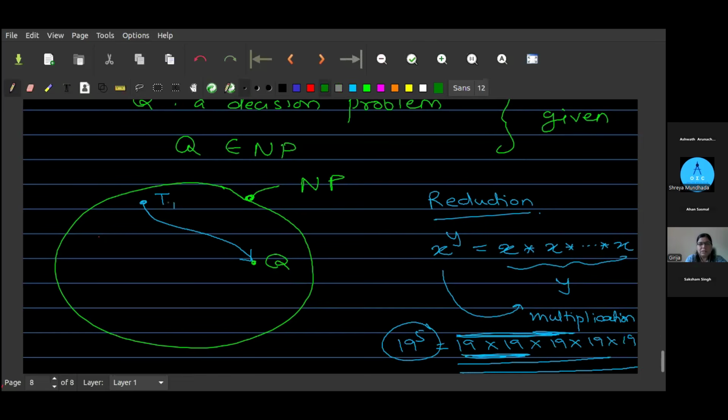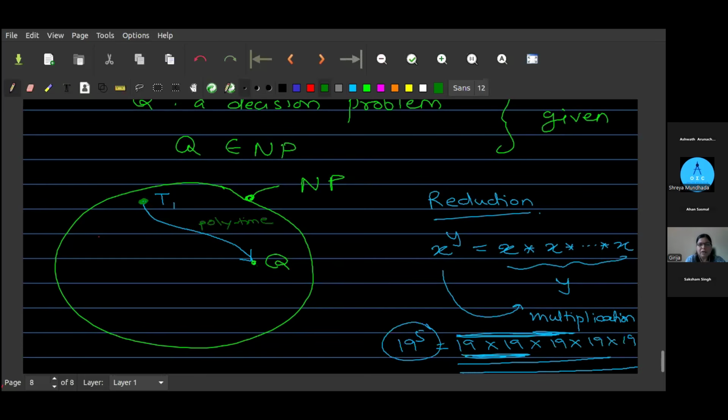If T1 is a problem which is in NP, Q is a problem which is in NP, and I somehow reduce T1 to Q. We really don't have time for examples of reduction, we'll see, but think of it in a more abstract sense: T1 is in NP, Q is in NP, and I can somehow reduce T1 to Q. That means if somebody solves Q in polynomial time, and I design this reduction process in such a way that it is polynomial time, I can take T1 and get Q, and now Q is solved in polynomial time.